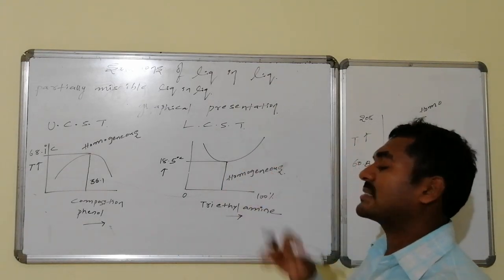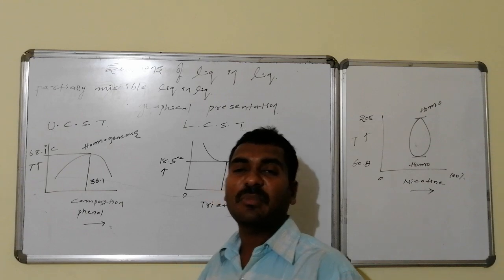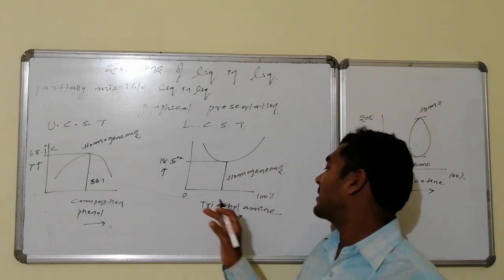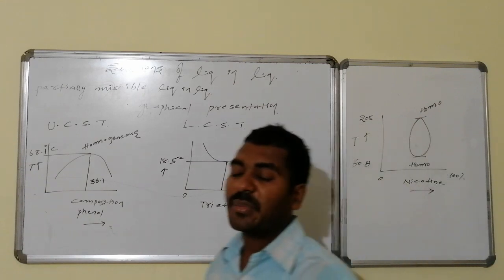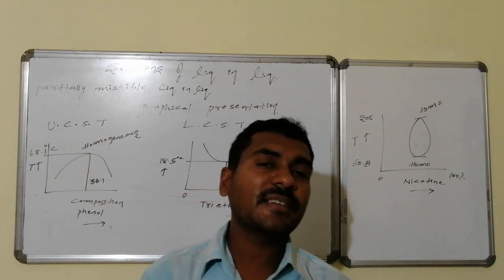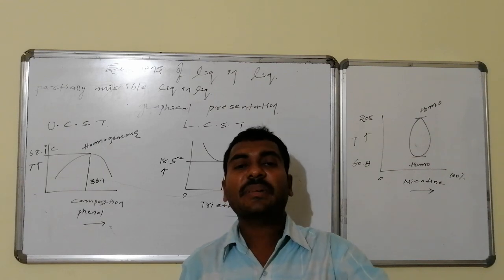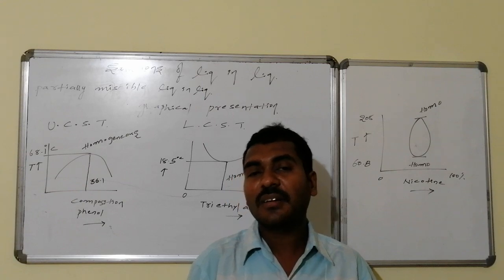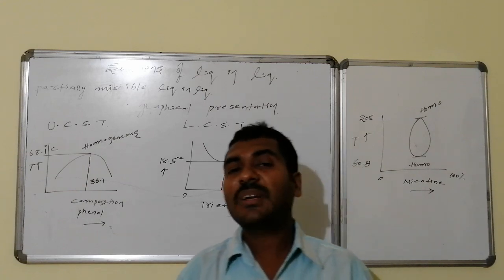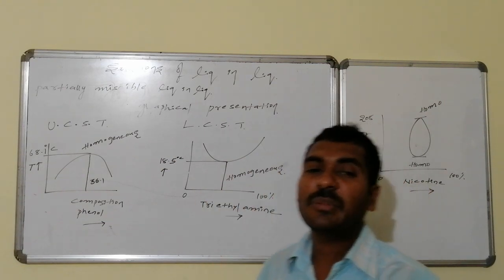Similarly, in reverse systems, below a particular temperature it behaves as a homogeneous mixture. The best example is triethylamine and water. In this case, 18.5 degrees centigrade is the highest temperature, below which all compositions and combinations are homogeneous in nature, but above this temperature it behaves as a heterogeneous mixture and two layers separate.